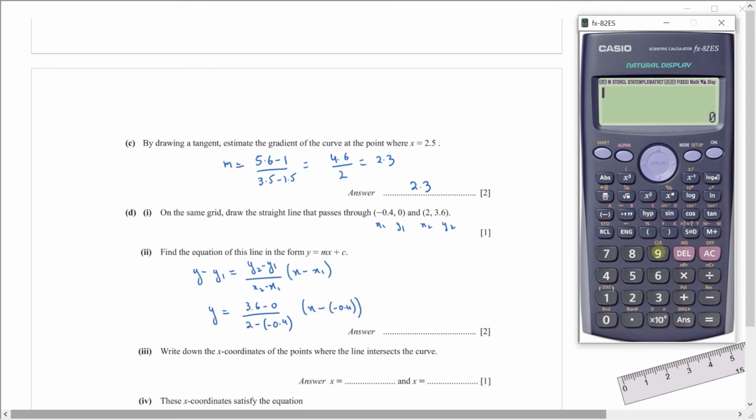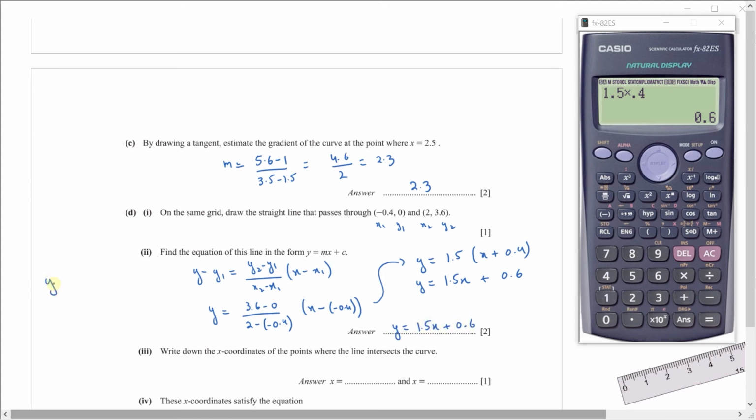So this will become plus, and then this will be 2.4. So 3.6 divided by 2.4, which is 1.5. So let me continue here. So this will be y equals 1.5 times x plus 0.4. So this will be y equals 1.5x plus 1.5 times 0.4, which is 0.6. So this will be your equation, y equals 1.5x plus 0.6.